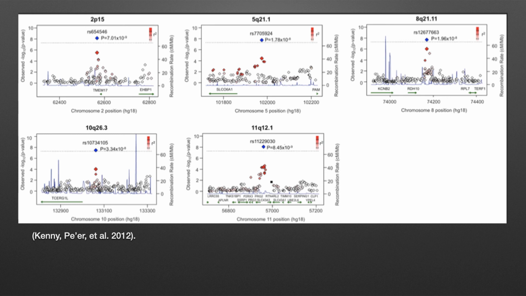As you can see in this image, there are 5 graphs, and they are regional plots, and they are depicting the 5 associations to Crohn's disease that the scientists that conducted this study were able to identify in the Ashkenazi Jewish population.